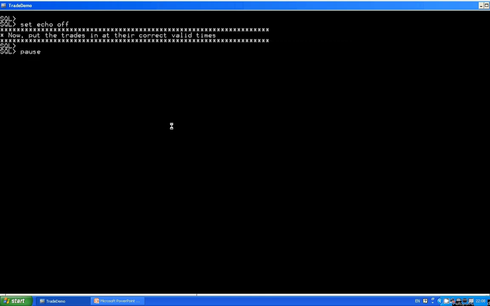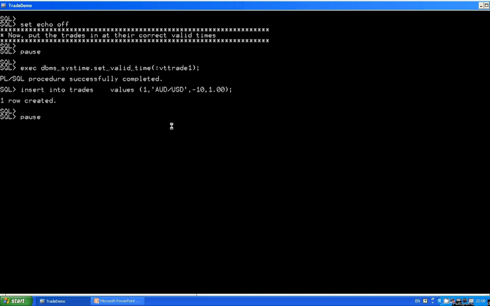We're now going to start putting trades into the system in their correct chronological order. The first trade, we receive the first trade at VT trade 1. We insert into the trades table. You'll notice that the insert statement is a current view insert statement. We've just set the time for TRE with the set valid time, and then we've run the current view statement.